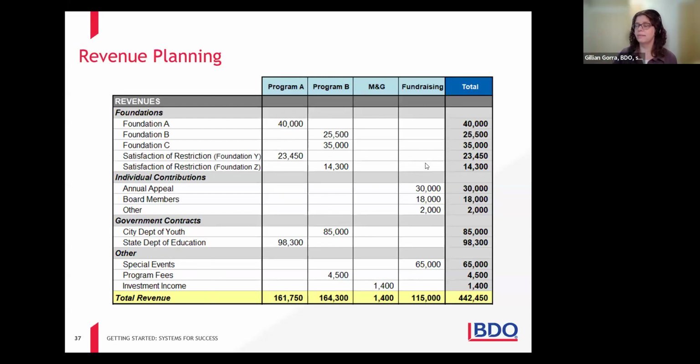You can see here in our example that this organization decided that their individual contributions, which are not restricted, they put in fundraising, as well as their gifts from board members, which are also unrestricted, and some other types of individual contributions. Their special events, their gala income, they're also putting in fundraising. The only revenue they have here in admin is some interest or earnings coming from their investments. This is totally cool. I love to see restricted revenue for programs as well as earned revenue for programs showing up in the programmatic column.